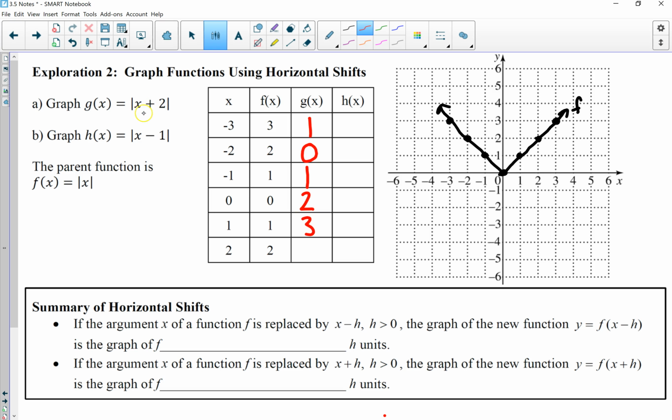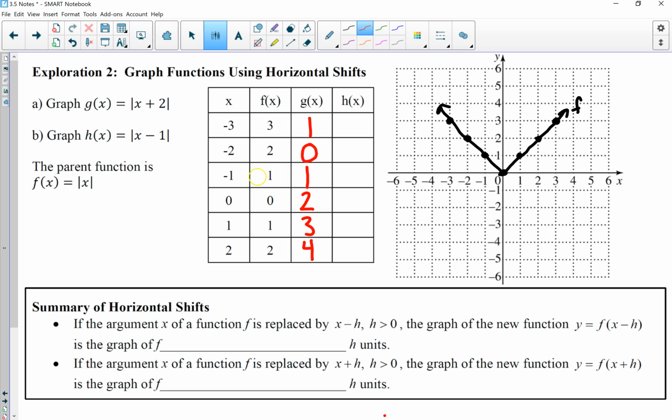Replacing x with 2, you get 2 plus 2, which is 4. Absolute value of that is 4. So what we're noticing, hopefully, is I do have some of the same values as my original parent function, specifically this 1, 0, 1, 2, I can see is also occurring for my y values. However, they're happening for lower values of x, right?